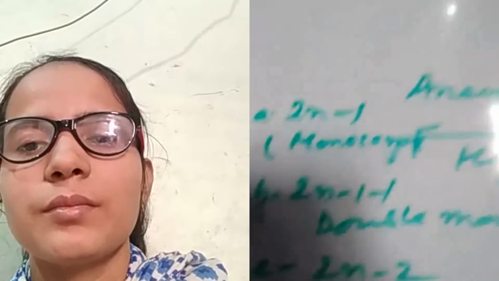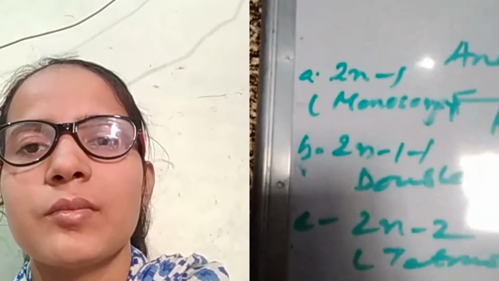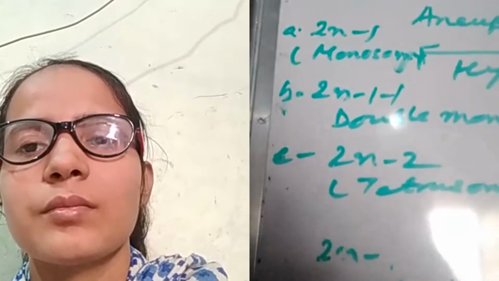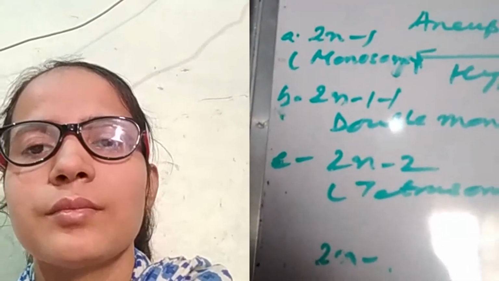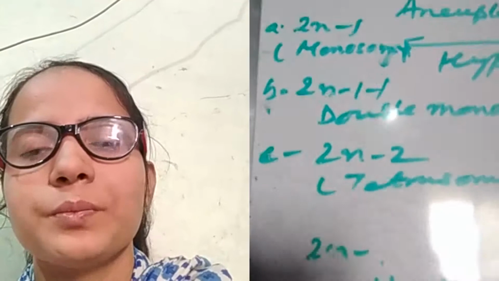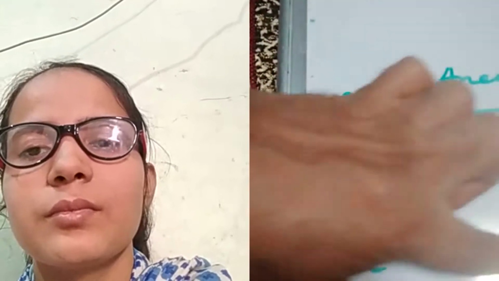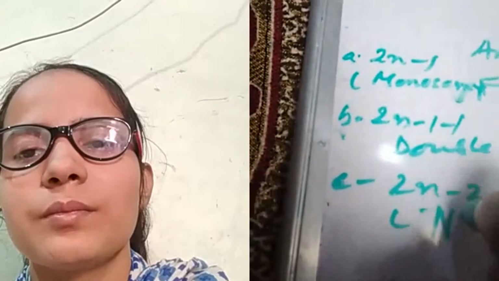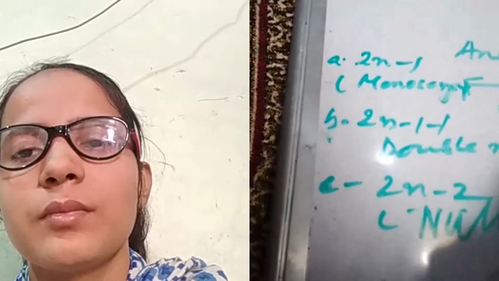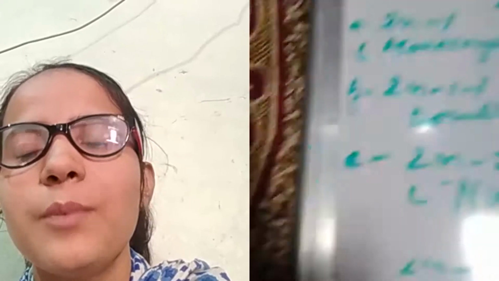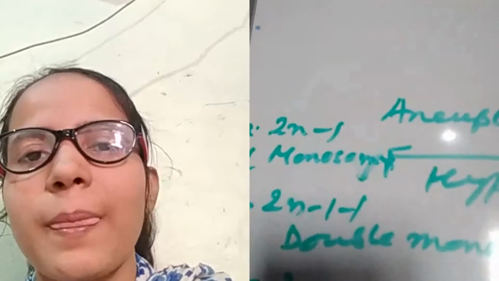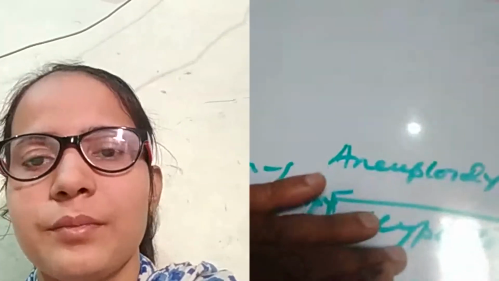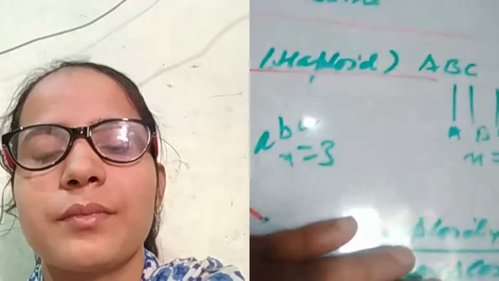If the complete first pair is lost, if both the chromosomes are lost, the genomic formula will be 2n minus 2. This is called nullisomic. Null means nothing, zero; the first chromosome pair has been entirely lost. Therefore, it is known as nullisomic. So this is known as hypoploidy, and this is known as hyperploidy.